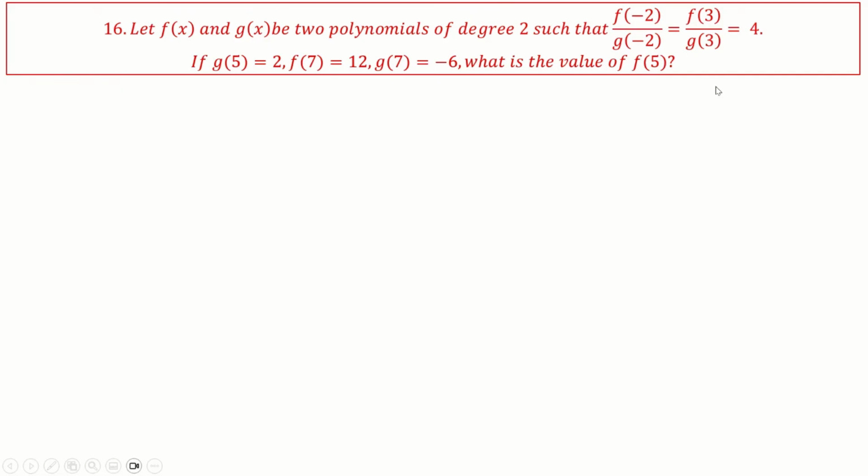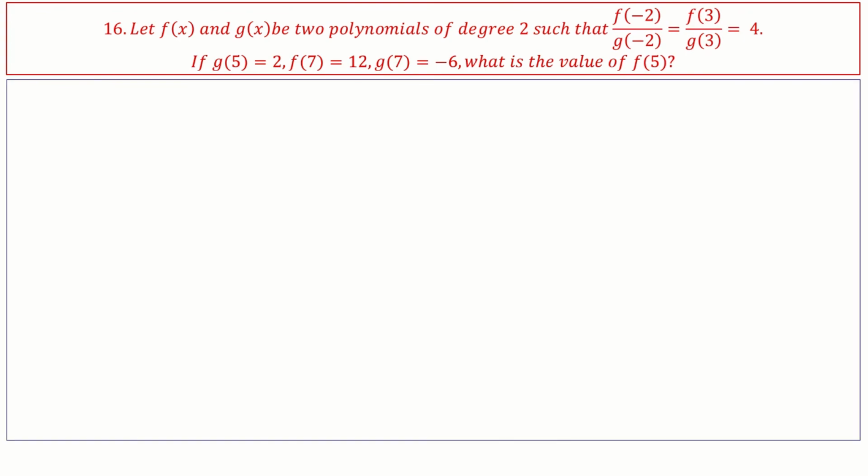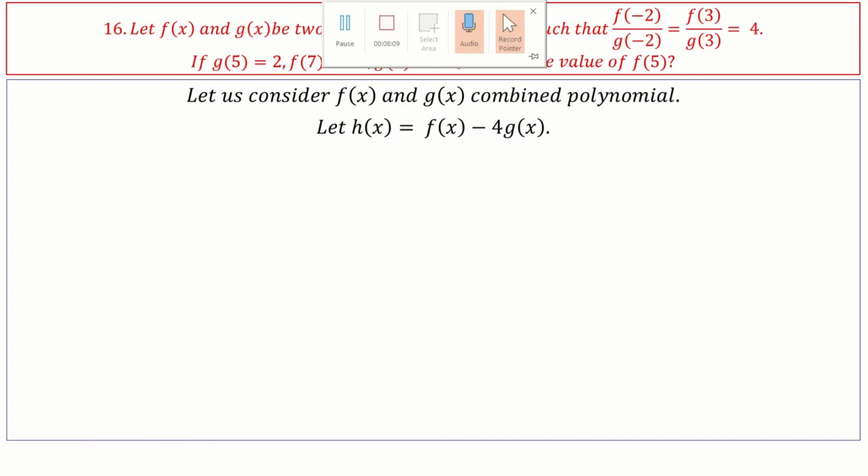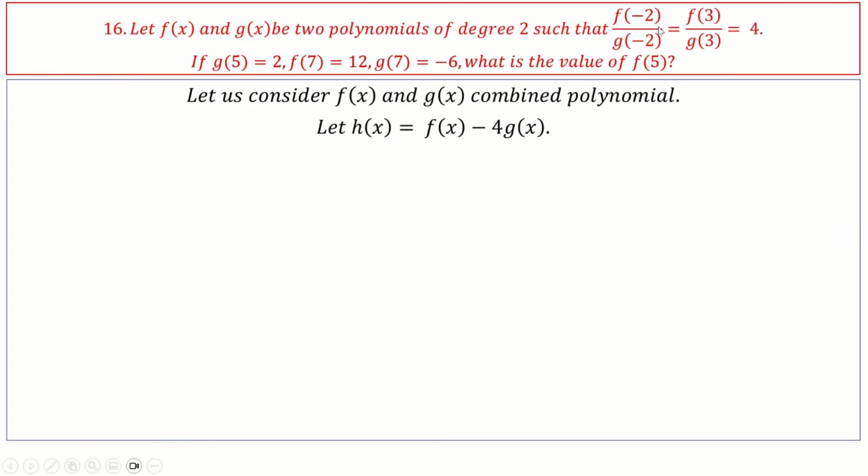Correct. So if I consider a function h of x, which is a polynomial in terms of f of x and g of x, it looks something like this. H of x equals f of x minus 4 times g of x. How did I get this one? From here only. If I consider this as f of x, g of x, f of x minus 4 times g of x equals 0. That's what I got.